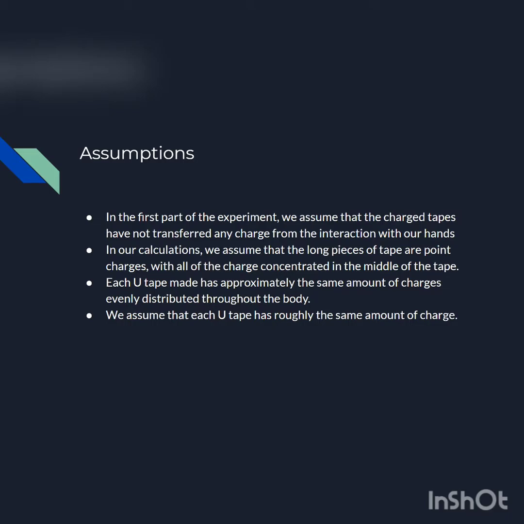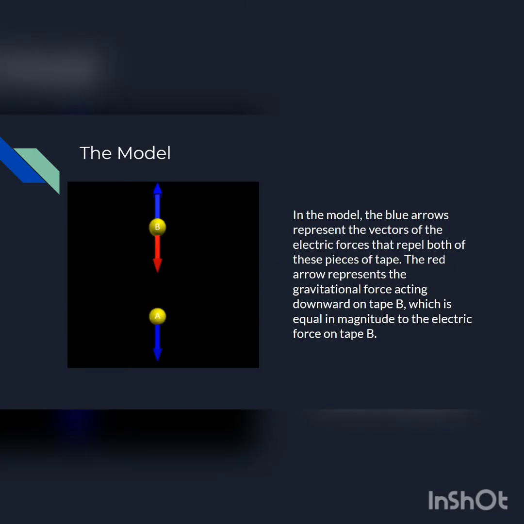The assumptions we make: in the first part of the experiment, we assume that the charged tapes have not transferred any charge from the interaction with our hands. Basically, the electrons have not moved from our hands onto the tapes. And in our calculations, we assume that the long pieces of tape are point charges with all the charge concentrated in the middle of the tape, and each U-tape has approximately the same amount of charge evenly distributed throughout the body.